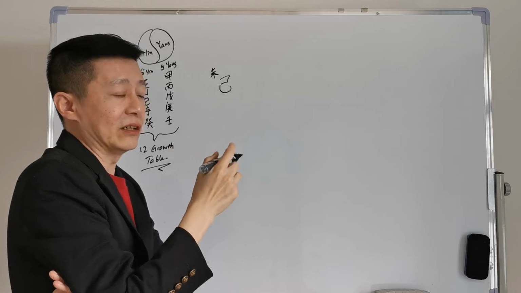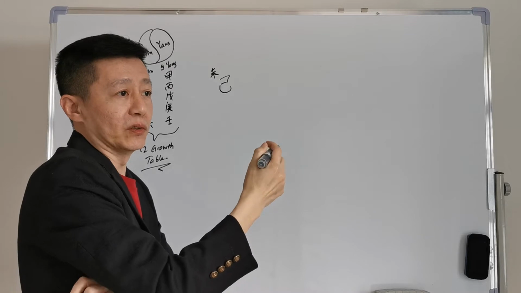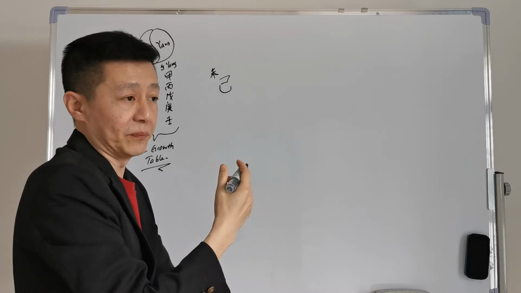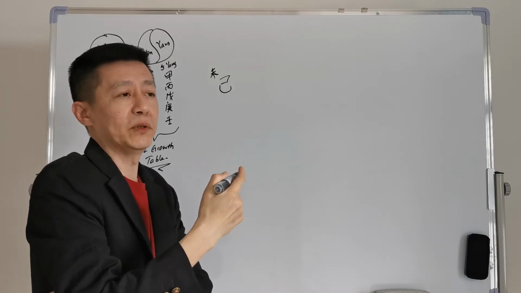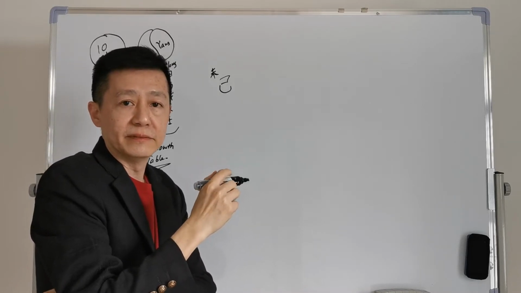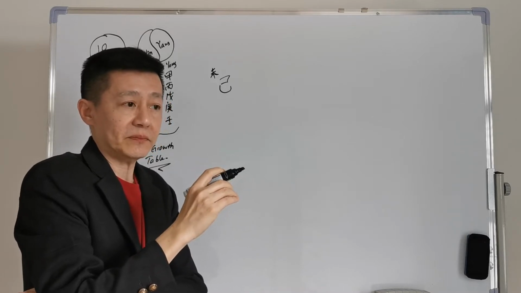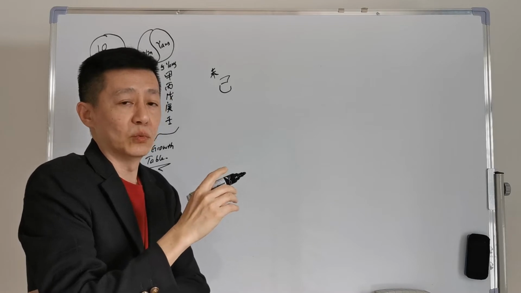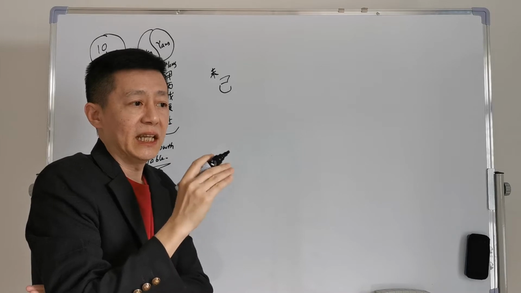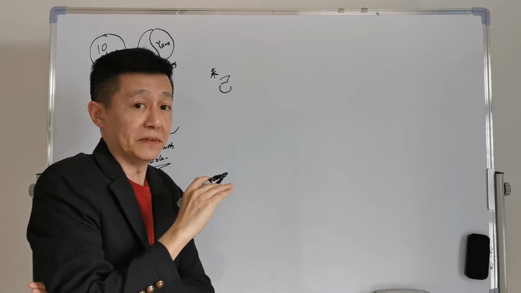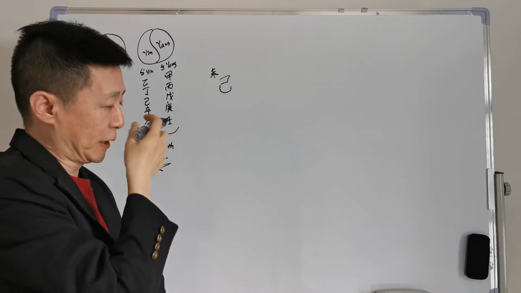How do we determine whether the Day Master receives support or does not receive support? If they do not receive support, then what happens to them? No confidence, not stable. When they receive support, this person will have confidence, which means they are more stable. But the level of the strength varies. Let me explain how the strength differs.